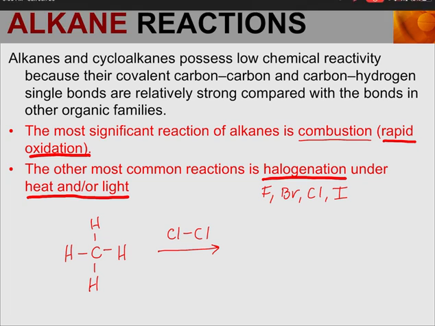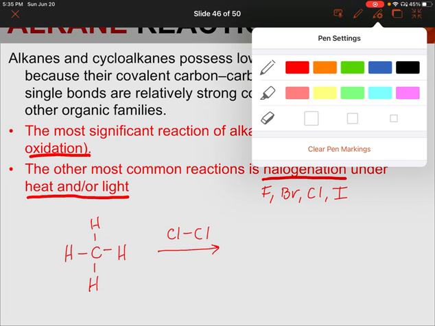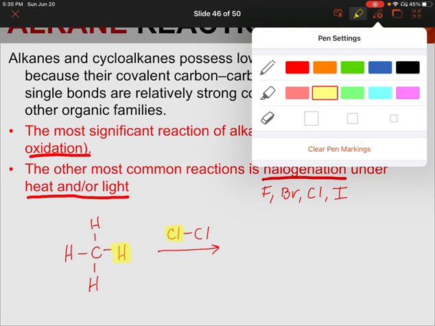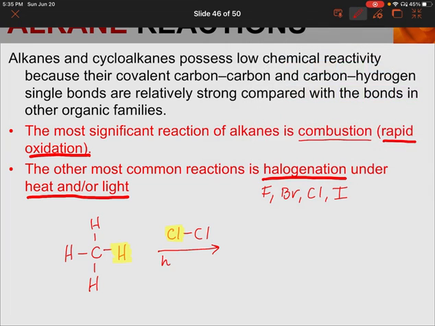essentially what happens is we're going to add heat and light and replace one of our hydrogens on methane with a chlorine atom. And then our other product will be hydrochloric acid.